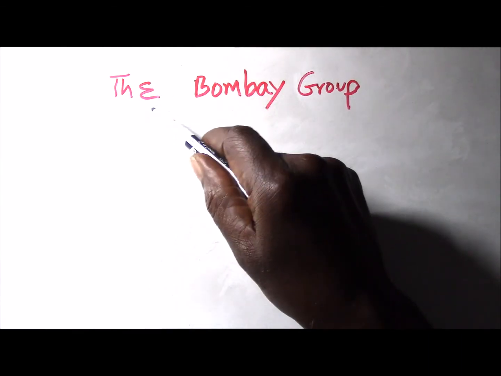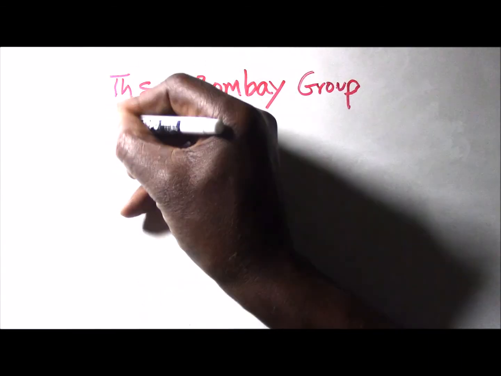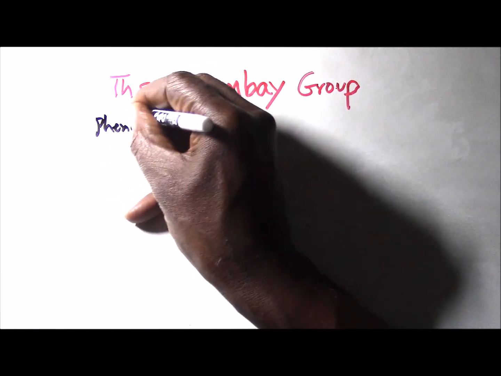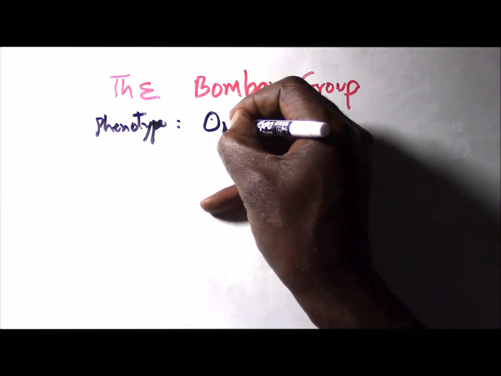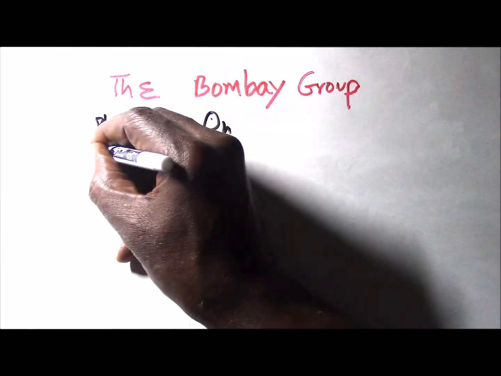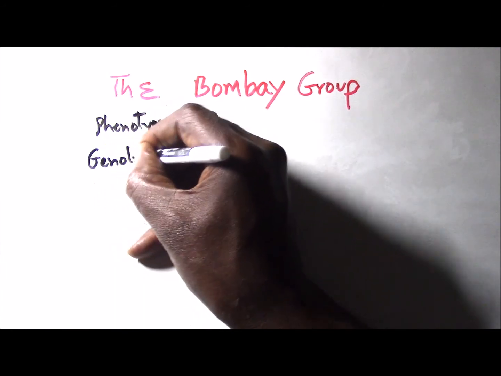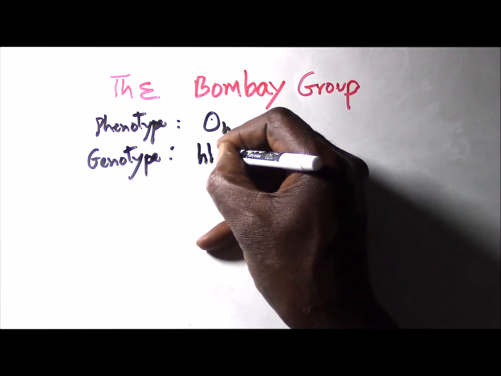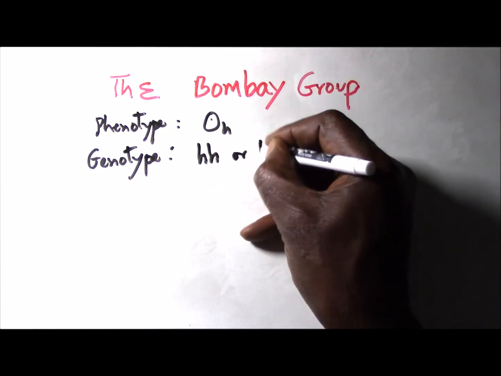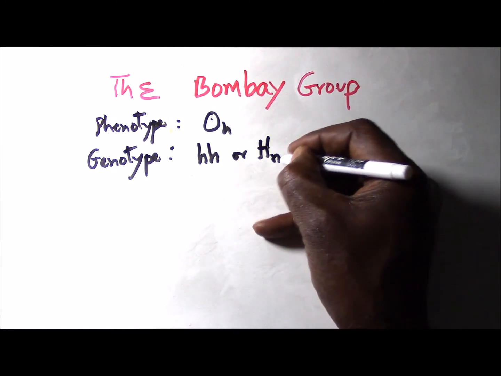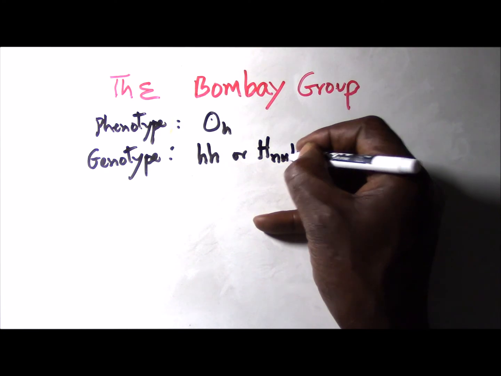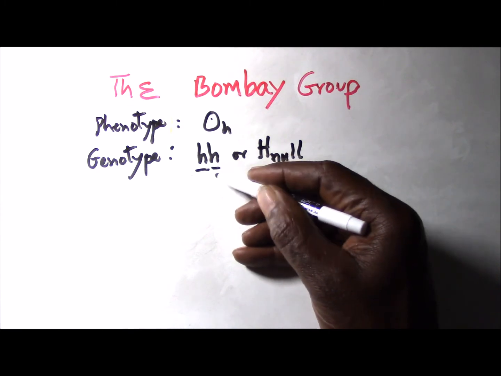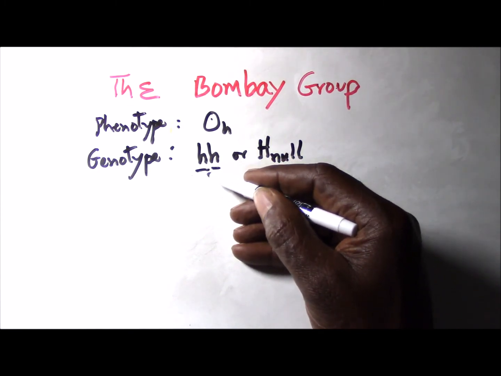The focus is on the Bombay group. The phenotype is usually written as OH, O sub H, and then the genotype is usually written as H, small h, and another small h, or if you prefer the big H, you say null, meaning that it does not have the big H. This hh comes from the inheritance of two recessive genes.